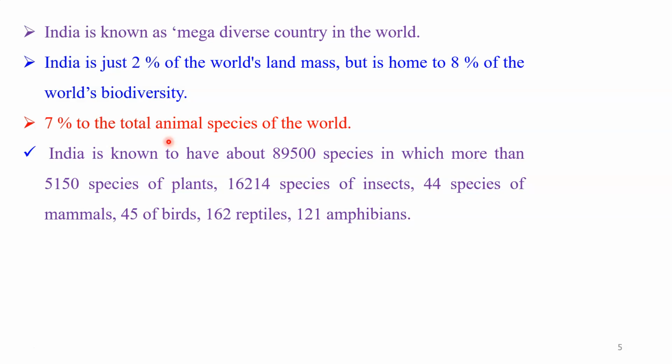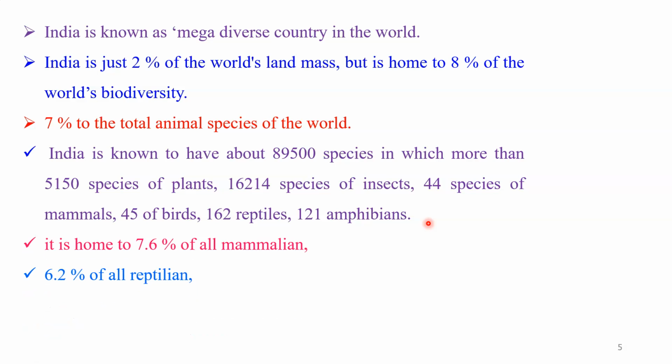India also has 89,500 species, of which more than 5,150 species are plants, 16,214 species of insects, 44 species of mammals, 45 of birds, 162 of reptiles, and 121 of amphibians. So these things are very important about the biodiversity that we have observed in India.